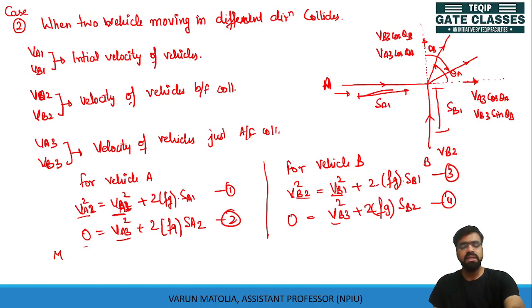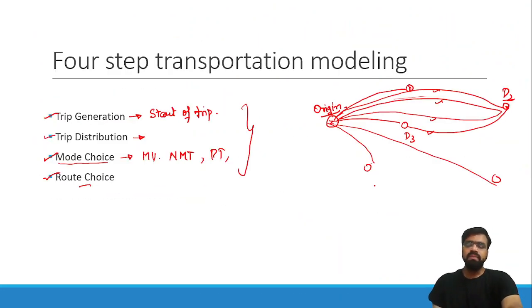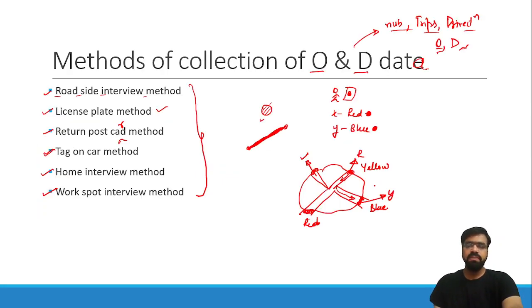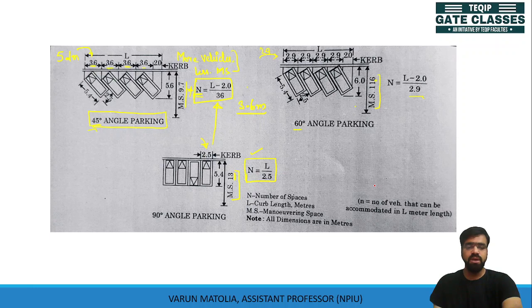We have today studied about 4-step modeling. Then we studied the method to do 4-step modeling, that is origin and destination study, and what kind of surveys or methods we can use in order to do origin and destination study. Then we studied about the parking facilities and how these parking facilities are provided for different kinds of conditions. What are the values of maximum number of vehicles which you can park in any parking facility? Which type of parking facility is best for what condition? What is maneuvering space? So this is what we have seen today.